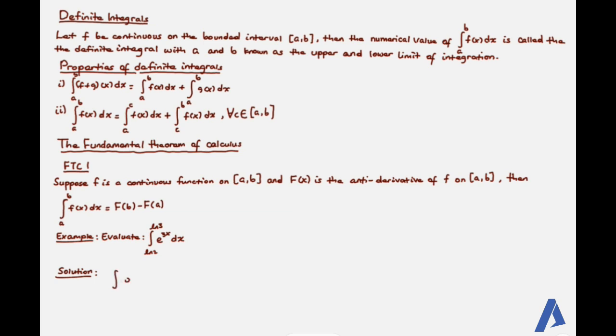The integral of e the power of 3x is e the power of 3x over 3 times ln e, which is 1, plus some constant c. We evaluate this integral from ln 3 to ln 2. This is equal to 1 over 3 times e the power of 3 ln 3 minus e the power of 3 ln 2.